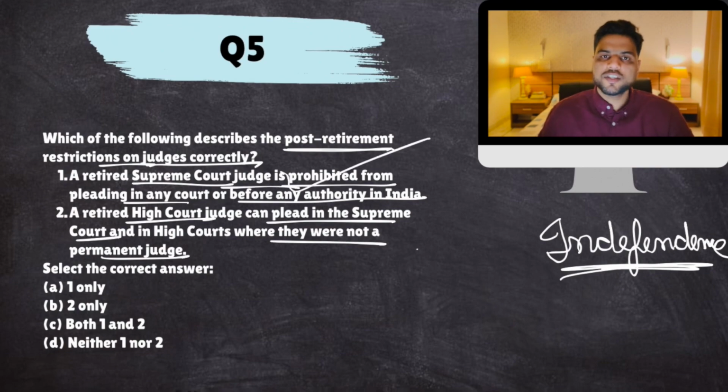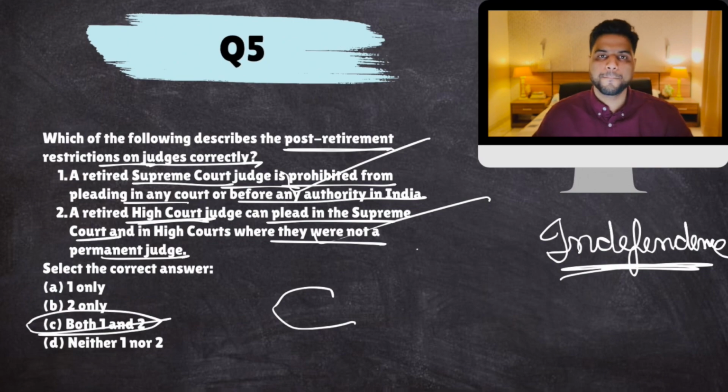The Supreme Court judge after retirement cannot be a lawyer in any case in any court of India. A High Court judge can be a lawyer in the Supreme Court or any other High Court, not his own High Court. So this is also correct. The answer would come out to be C.